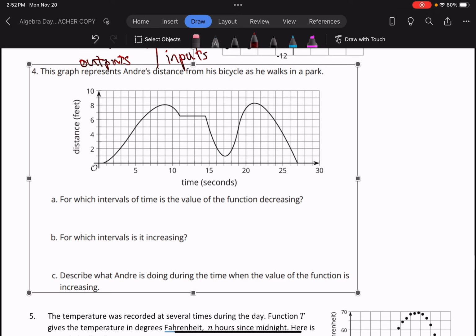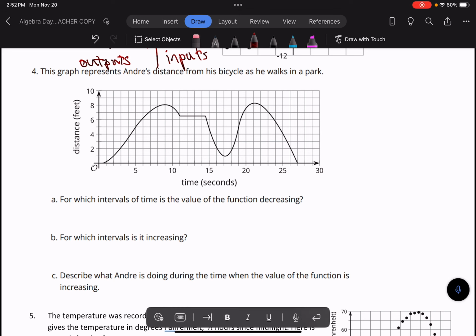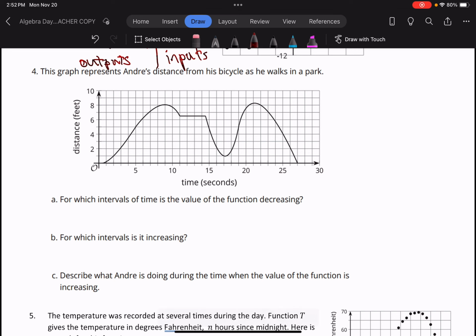All right, this graph represents Andre's distance from his bicycle as he walks in a park. So this part's a bit of a review, but it's also a piecewise function because we have different things changing at different times. So for which intervals of time is the value of function decreasing or going down? Well, from here to here, so where x is greater than or equal to 9, and less than or equal to 11.